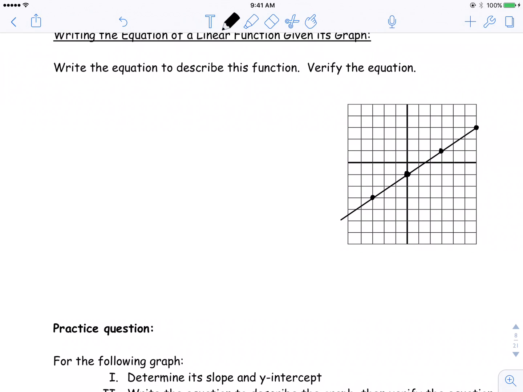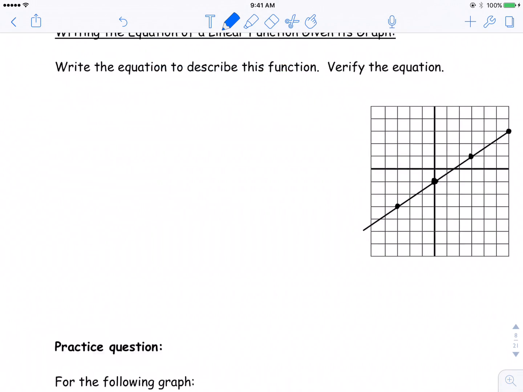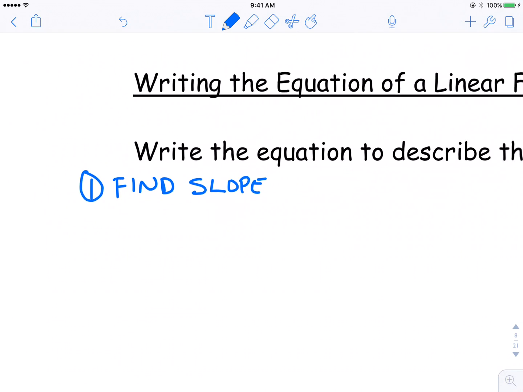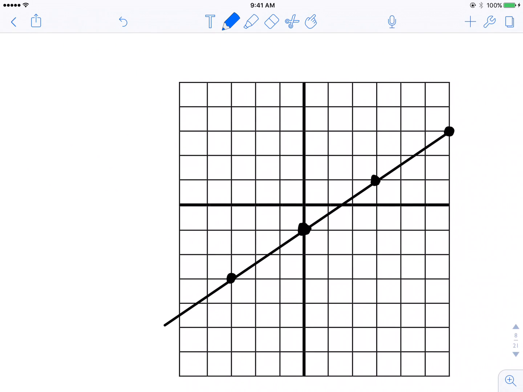So step one, let's go with this blue. Step one, find the slope. Now, at this point, there's a number of different ways you can find the slope. You could count the slope between 2 points, rise over run, 2 over 3.